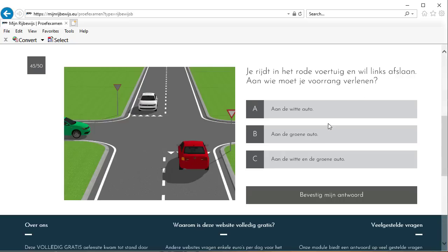The right answer is the red car has to give priority to the green and the white car. Why? Because the first thing is the green car gets priority because the red car and white car have shark teeth. So the green car goes first. And then because he is turning to his left, he has to give priority to the other car which is going probably straight. He has not put on any indicators, which means he will go straight. So the white car goes next and the red car goes last.